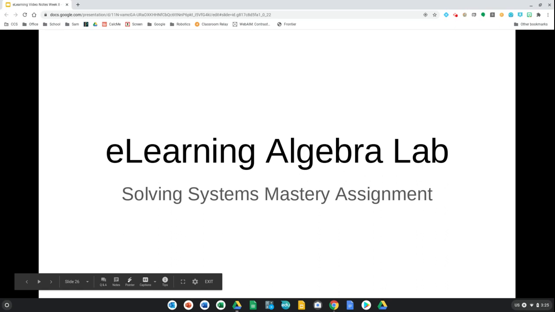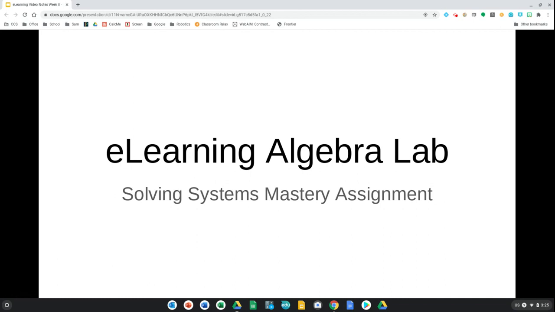Hello, Algebra Lab students. Today we are going to be wrapping up our study of systems of equations by looking at your mastery assignment. We've talked about three different ways to solve a system of equations, and what I want to do here is go through those three different techniques.